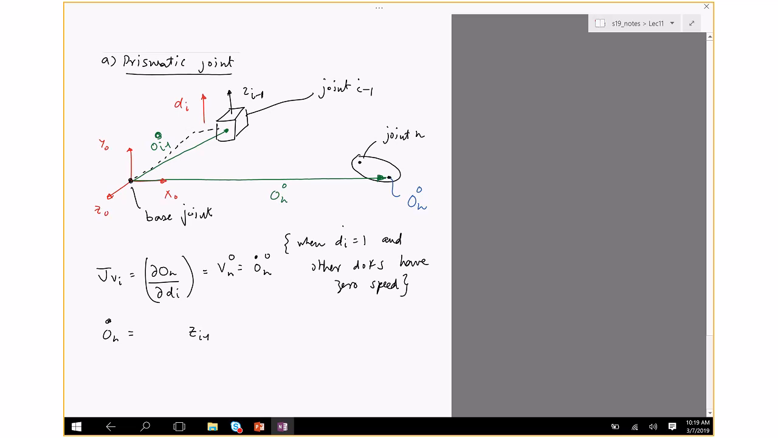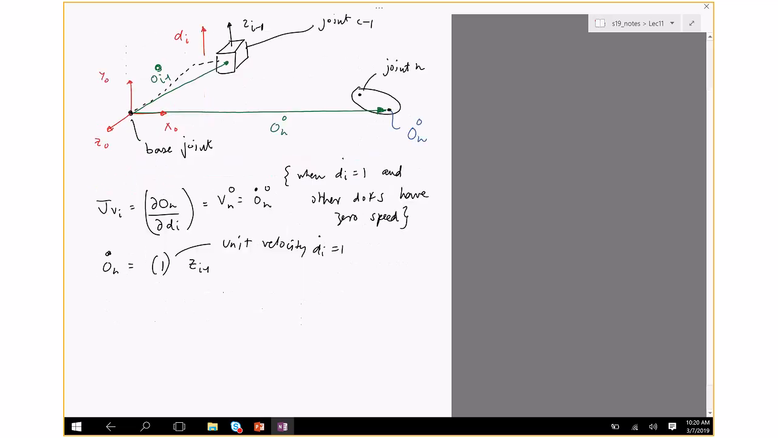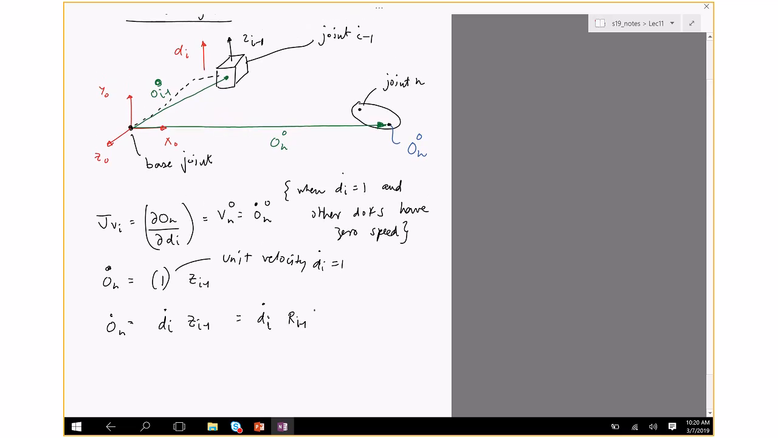Okay, but that is the velocity, sorry, that's the motion. So ON dot has a magnitude and a direction. Since this is unit velocity, I have di dot equals 1. It's going to be the magnitude times ZI-1. But if you're trying to look at the velocity of the end effector when this is not equal to 1, it is some generic value, then it's simply ON dot equals the magnitude, which is di dot, times ZI-1. So magnitude times direction, but you can write a formula for ZI-1. ZI-1 is Ri-1 times K.